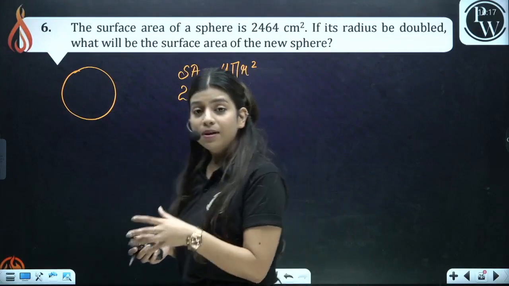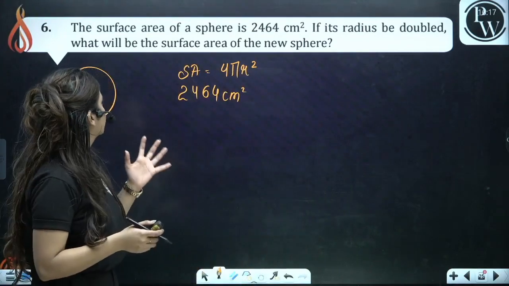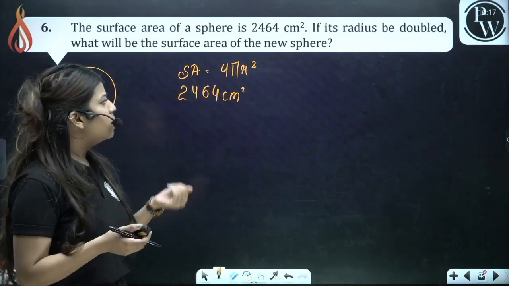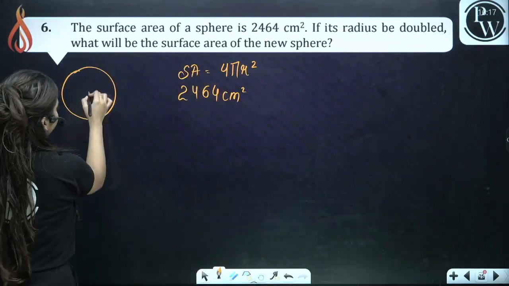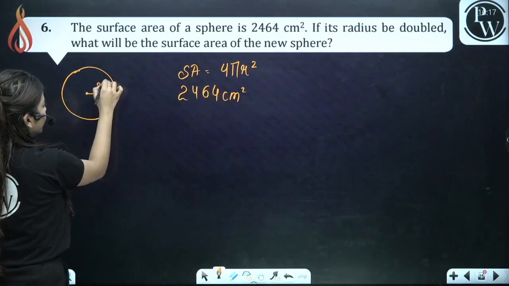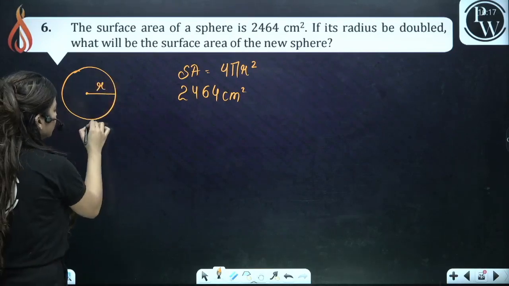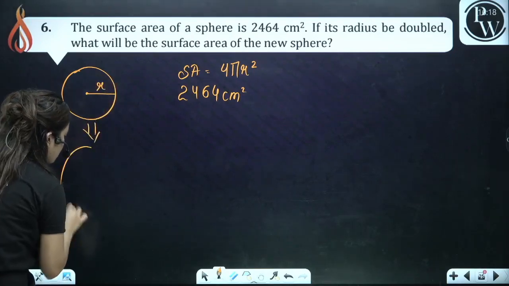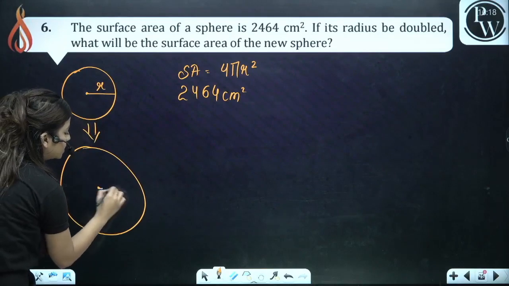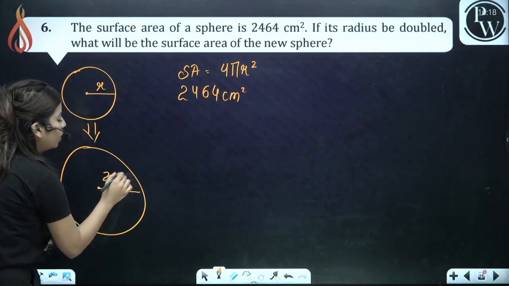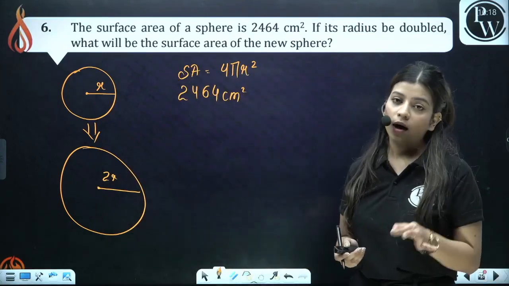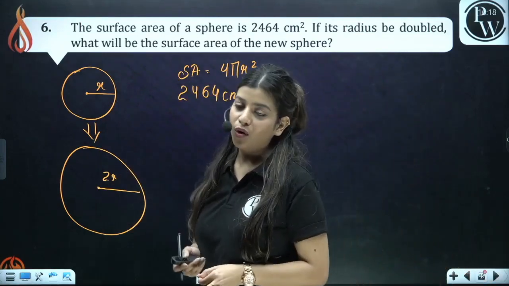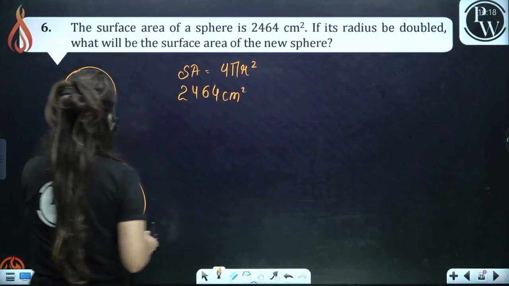Now, in the question, it is saying that if we double the radius, then what will be the surface area of the new sphere. For example, for the older sphere, let the radius be R. For the new sphere, it is saying that the radius is doubled. So we have the radius as 2R, that is 2 into your radius.